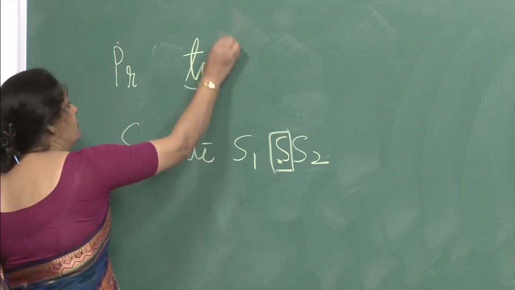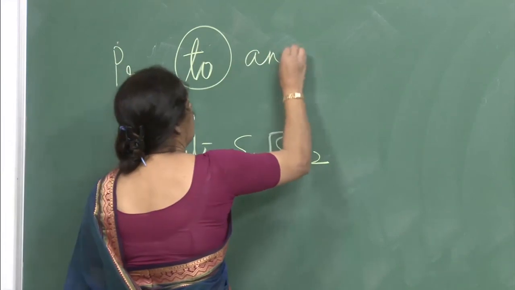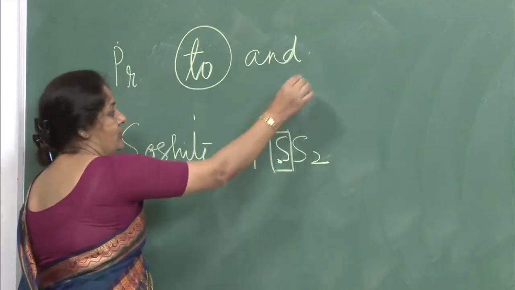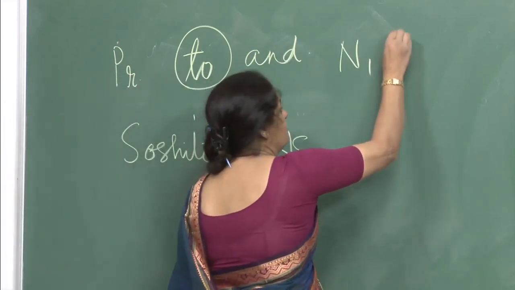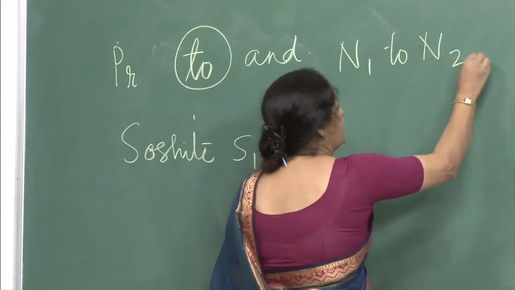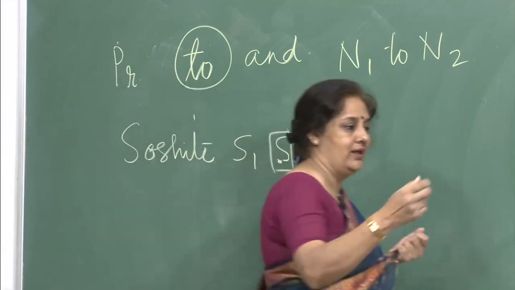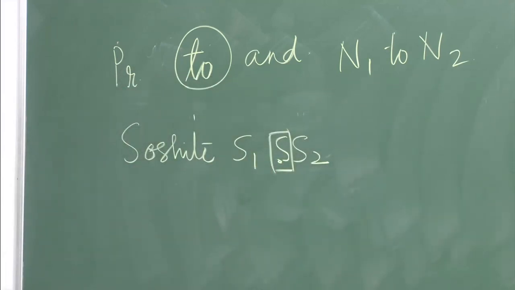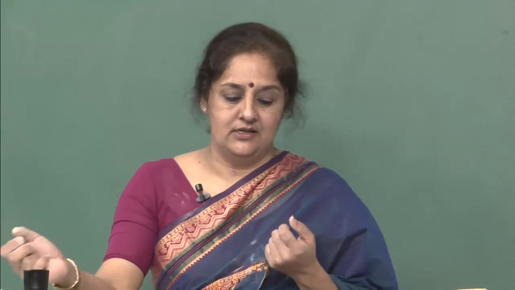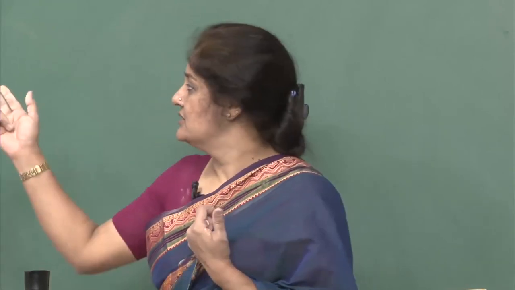Well, over here to is also a conjunction, but it joins one noun to another. For example, in a class, all of you are there. Well, A san to B san to C san to D san. Number of students, all of them are listed and are present in class. So this is how you would use particle to over here.